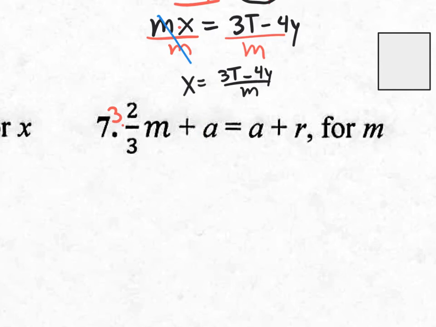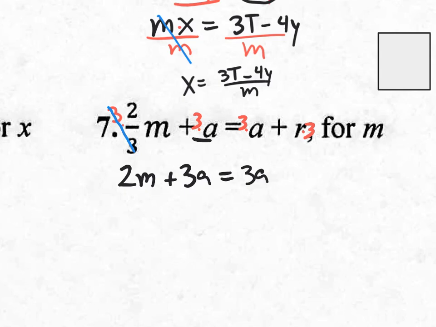Times 3. Everything times 3. So 3 on top, 3 on the bottom cancels out. I'm going to have 2m left over. 3 times a, that's going to be a 3a. Bring down the equal sign. And then at the very end, plus r times 3 is going to be a 3r. Are you with me? Yes?